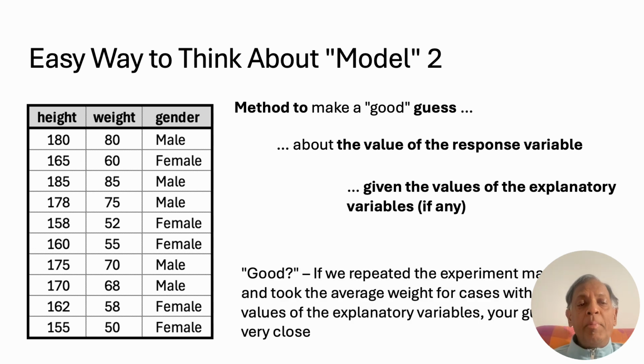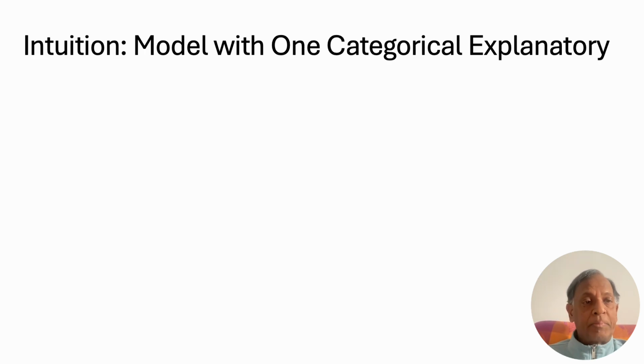Okay, so what do we mean by a good guess? Well, we mean that if you repeated the experiment many times, then the guess that you made will be pretty close to that value every time. Okay, in other words, like I explained it earlier, your guess will fall in that range which we identified, the range that will contain 95% of the times you do the experiment.